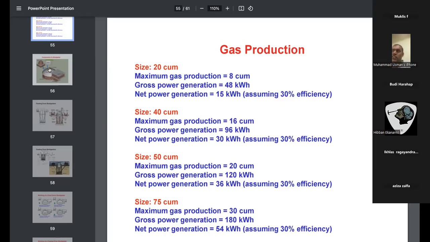If you need 16, if you have a 40 cubic meter plant, you will get 16 cubic meters of gas. And if you have 50 cubic meters, you will get 20 cubic meters of biogas. A simple thing: 40% of the size of the biogas plant will be the gas. For example, 40% of 50 is 20. It means if you need 20 cubic meters of biogas, you should suggest to the farmer or the industrialist that he should construct a biogas plant of 50 cubic meters.